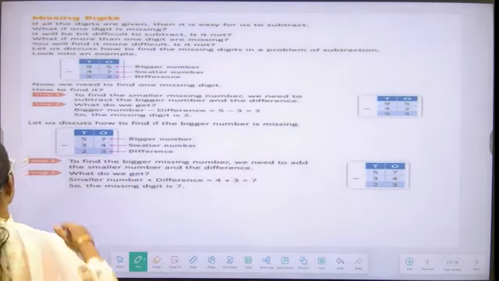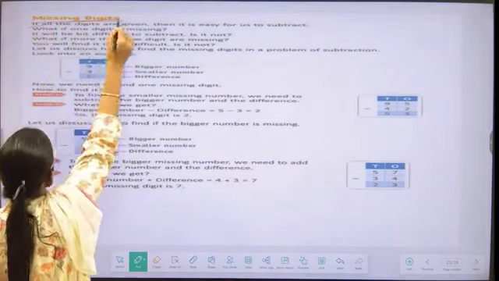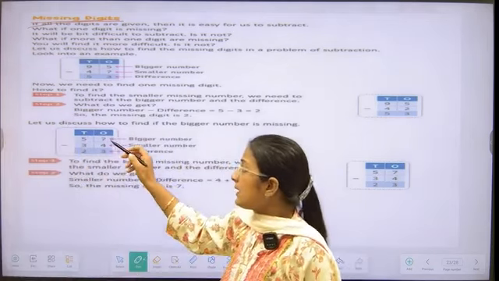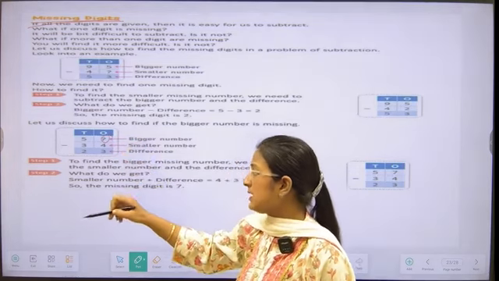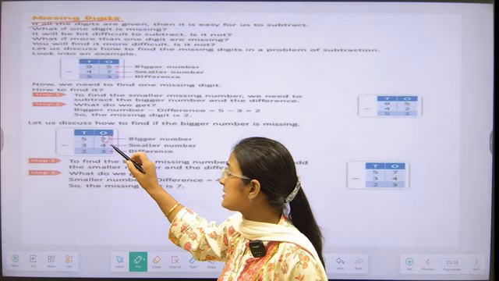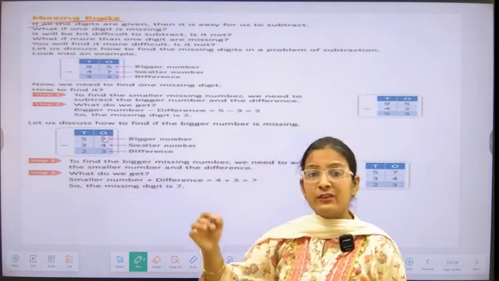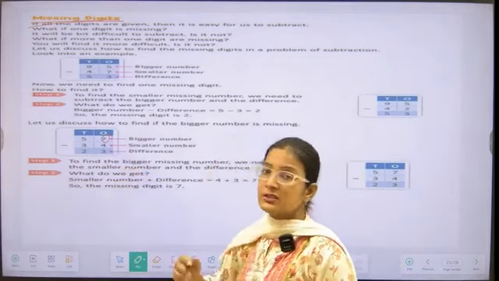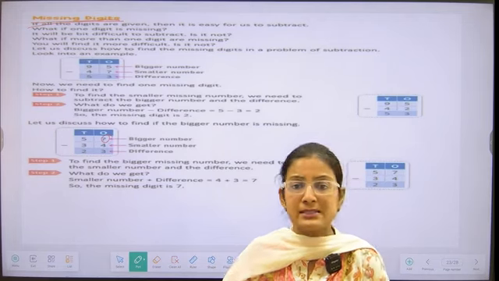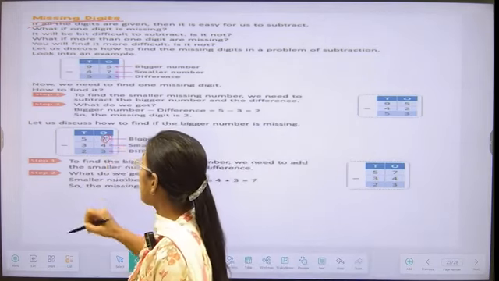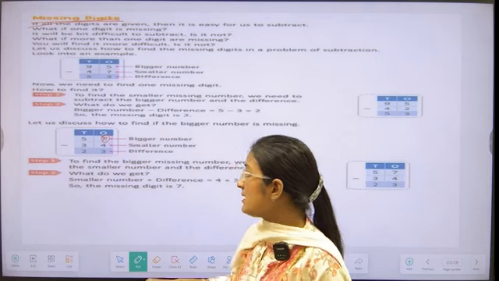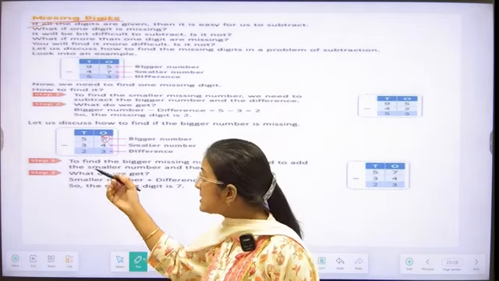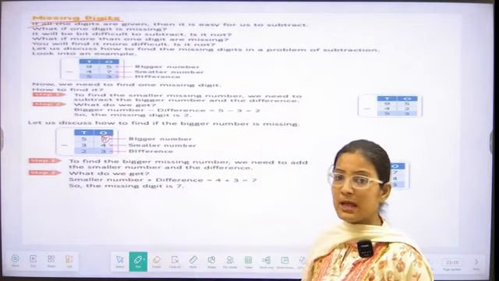Now we are going to understand how we can find the missing digit. As you can see in the picture, at the ones place value, the bigger number is missing. So what we can do, we can add the smaller ones place value and the difference ones place value to get the bigger number. So we are having 4 and 3. If I'm adding 4 and 3, I'm getting 7. So we can write 7 as the missing number, student. Similarly, at the tens place value, no number is missing. In this way, we can find the missing numbers.